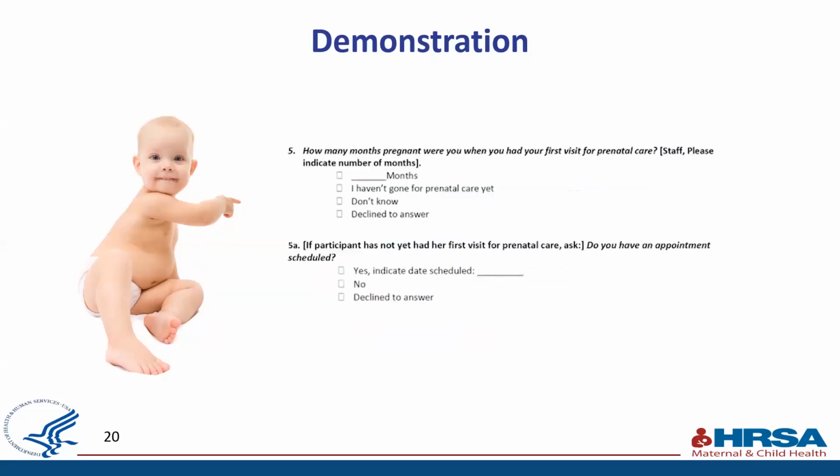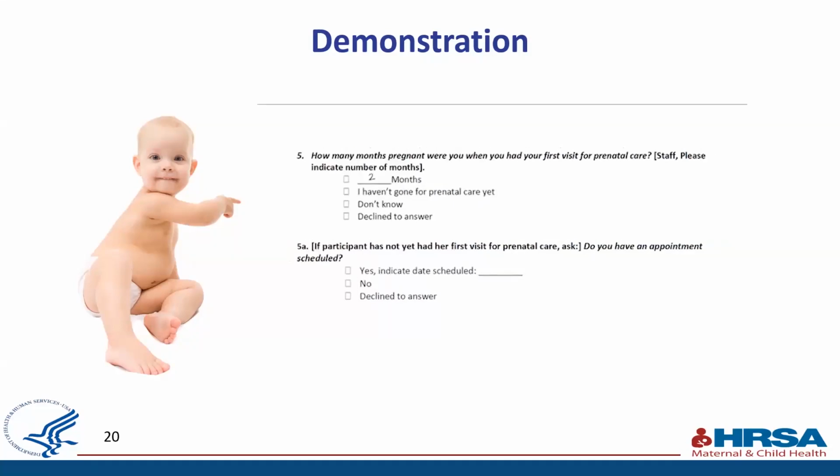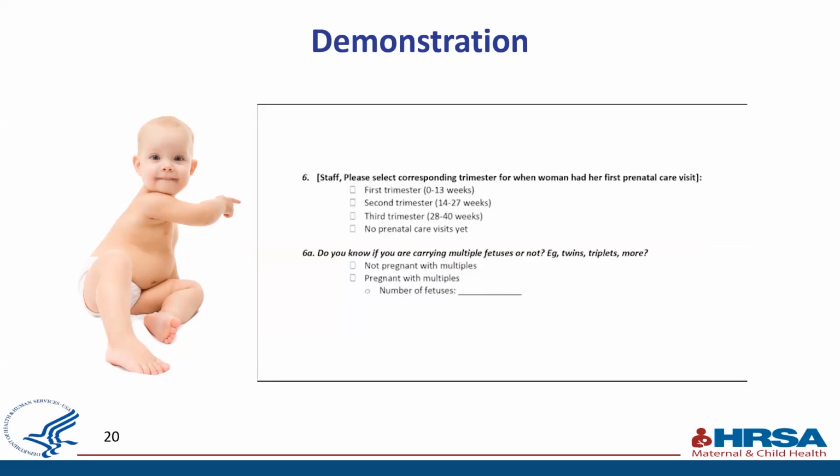How many months pregnant were you when you had your first visit for prenatal care? I was 8 weeks pregnant. For question 5, you'll notice the participant's answer determines whether you ask subsequent questions or whether you skip to another question. For example, if Maria responds that she hasn't gone for prenatal care yet to question 5, Morgan should ask question 5A, which asks if Maria has an appointment scheduled yet. Be on the lookout for this type of sequencing throughout the form.